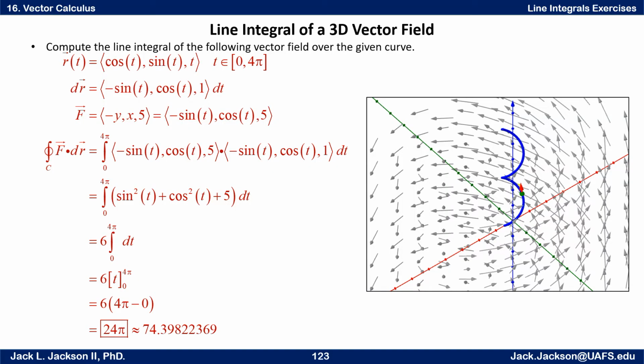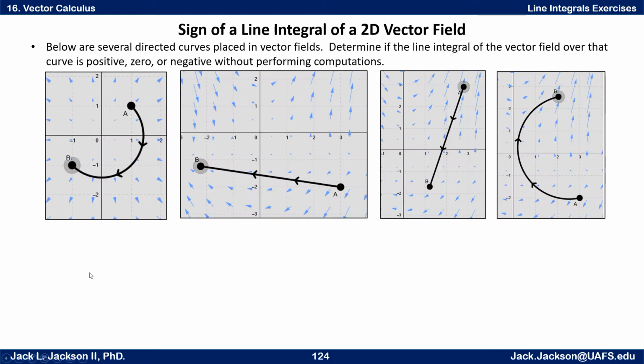All right. So anyway, that's one exercise there. Let's try a different one. This is more of a concept question. Below are 4 different directed curves placed in certain vector fields. Determine if the line integral of the vector field over that curve is positive, 0, or negative.